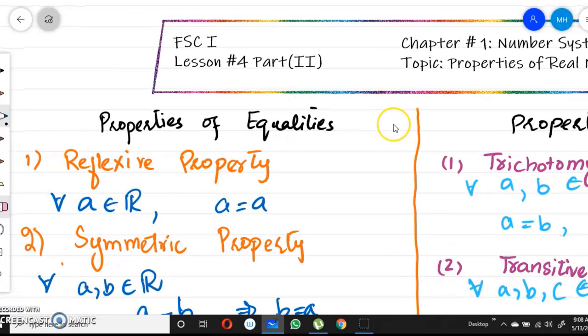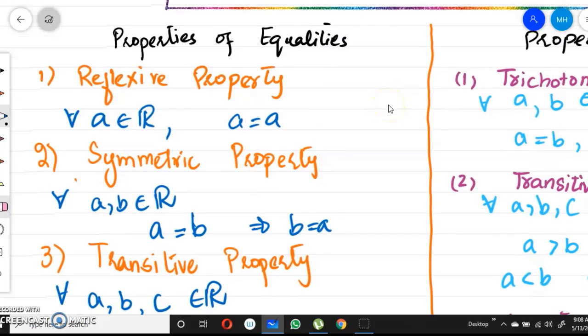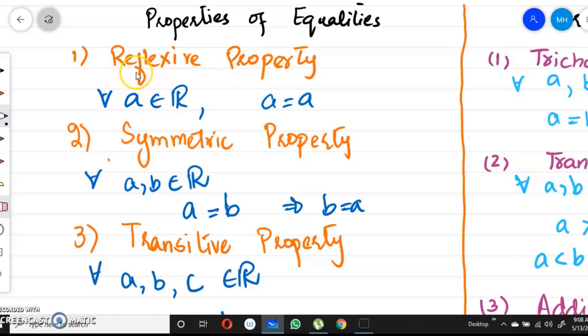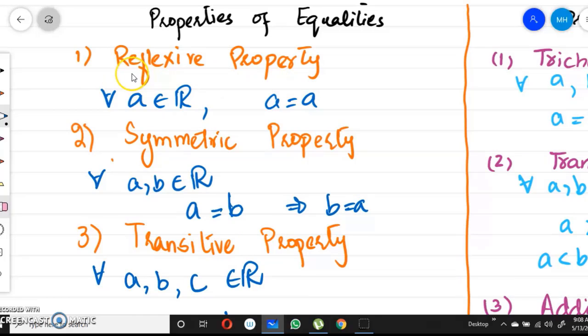First, I'm going to explain the properties of equality. I'm giving you a quick review of these properties. The first property is the reflexive property. As the name explains, reflexive means it is the same. We have one element from the real number which is the same as itself.